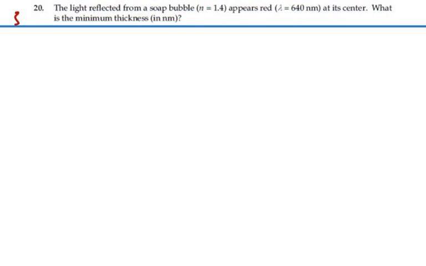Here's problem 3720. The light reflected from a soap bubble, index of refraction 1.4, appears red, wavelength 640 nanometers at its center. What is the minimum thickness in nanometers? Now the fact that this appears red means that that color is being enhanced, that is being constructively interfered. So that color is being constructively interfered. The other wavelengths are being, at least in some point, phased out, so to speak.